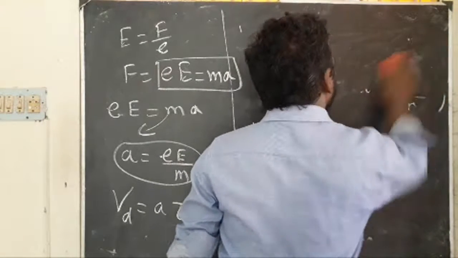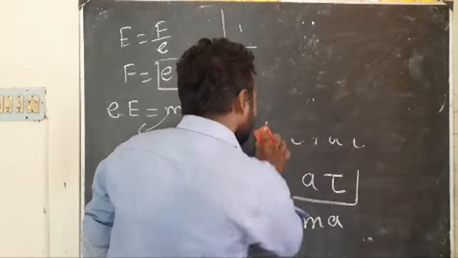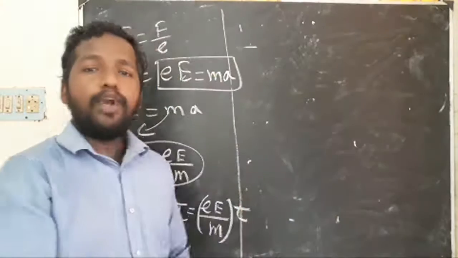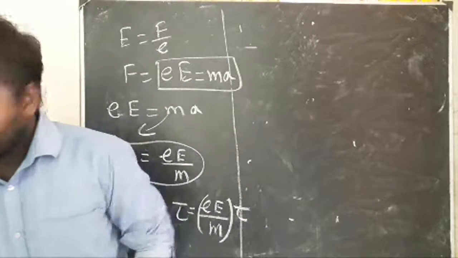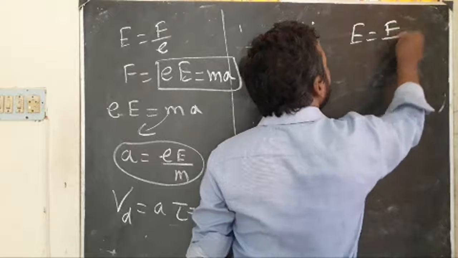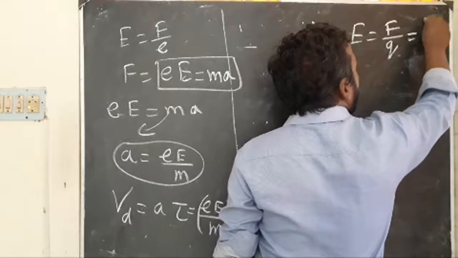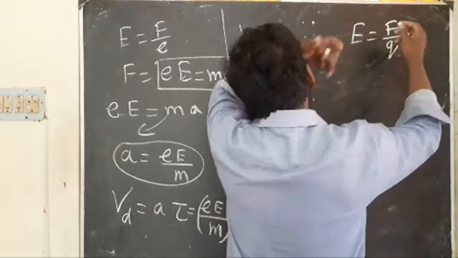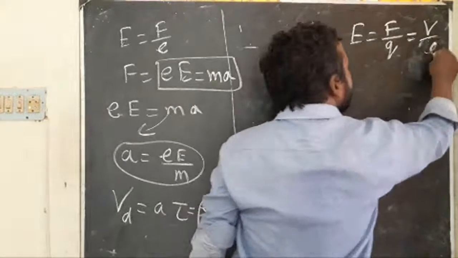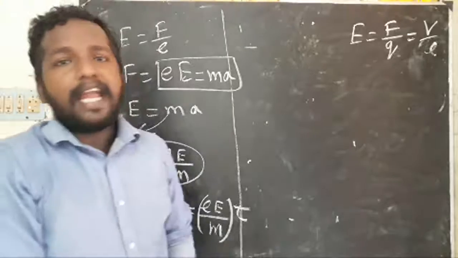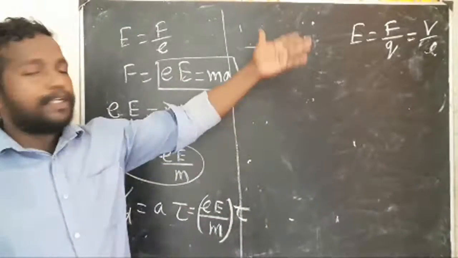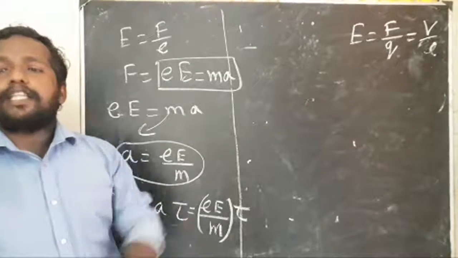Now see what's going to happen. Electric field we can call the potential gradient. Potential gradient is volt per unit length. Like that also we can take it. So electric field is equal to force per unit charge, one of the formulas. The other formula is electric field is equal to volt per unit length. We can take it like this also because these two will be equal. In another video I will prove that these two are equal. Now force per unit charge is equal to volt per unit length. These two will be equal.